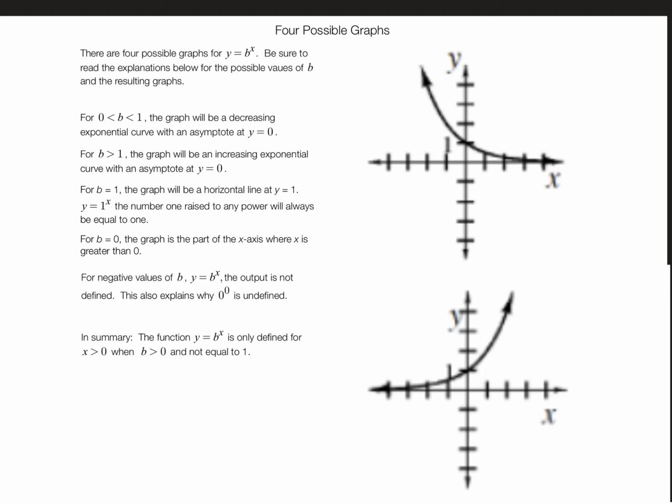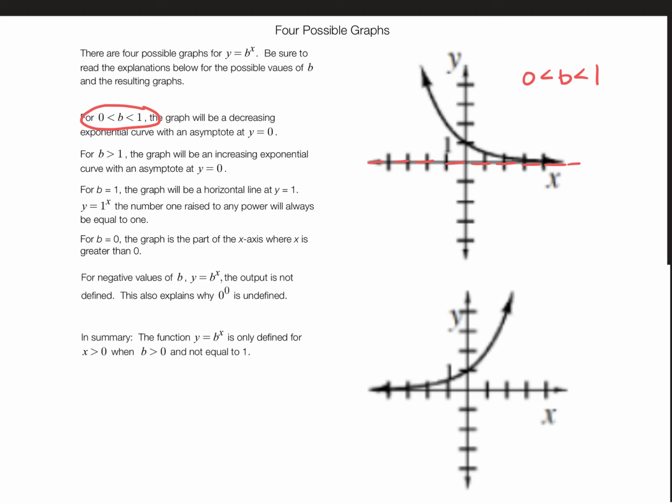So when b is somewhere between 0 and 1, so bigger than 0 but less than 1, our graph is going to be a decreasing exponential curve with an asymptote at y equals 0. Now when I say there's an asymptote at y equals 0, that means that there is an asymptote right there. So this b value goes with this graph.